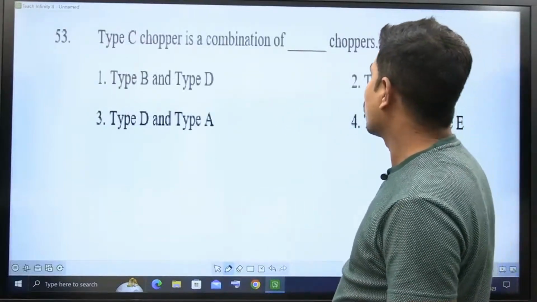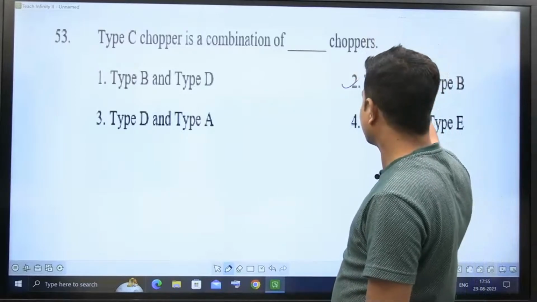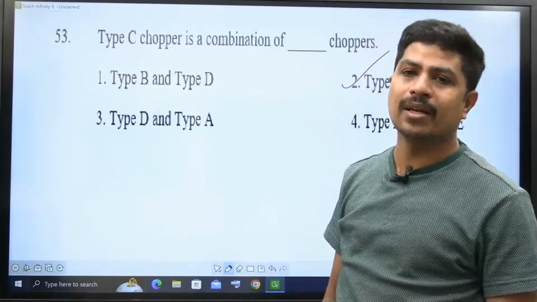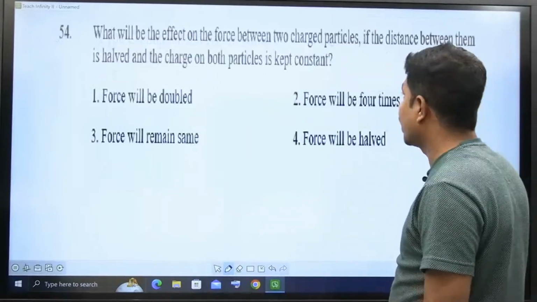Next question. Type C chopper is a combination of type A and type B. That is also a direct question.